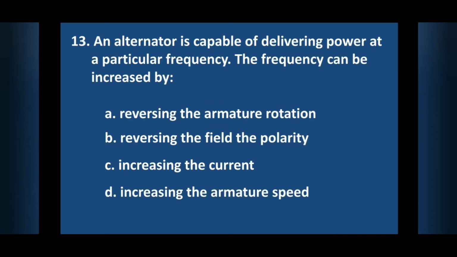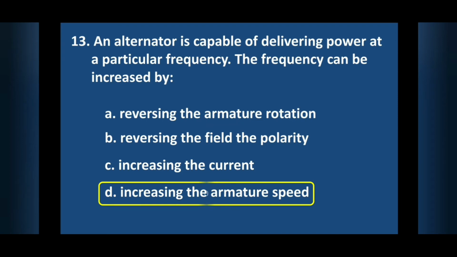Question number 13. An alternator is capable of delivering power at a particular frequency. The frequency can be increased by. Answer is option B, increasing the armature speed.